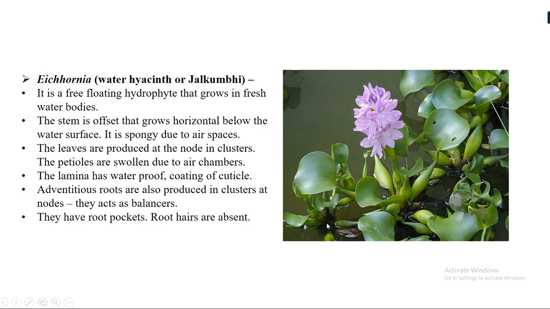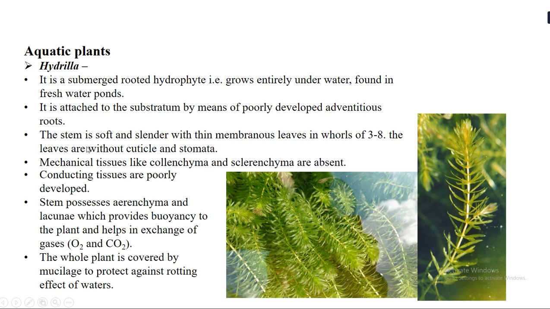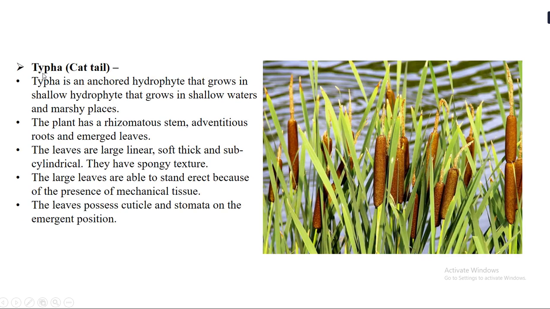So if you see over here, this is one node. On the upper end, the leaves are produced in cluster, and submerged there are adventitious roots, which are produced in clusters. And these adventitious roots act as balancer. So they actually balance the plant. And these plants, Eichhornia, have root pockets. Okay, and the root hair is completely absent. So this is the second aquatic plant after Hydrilla.